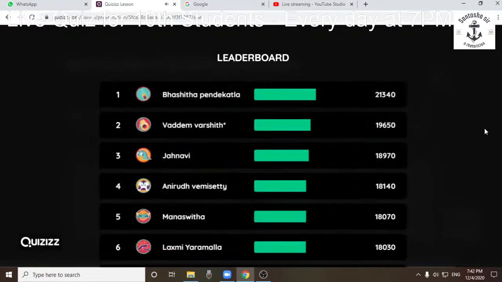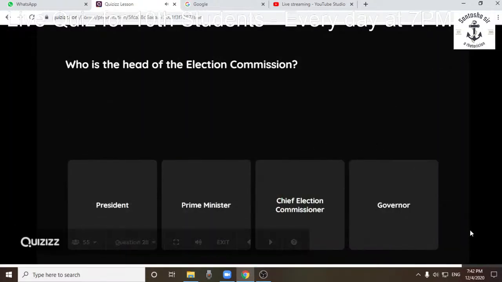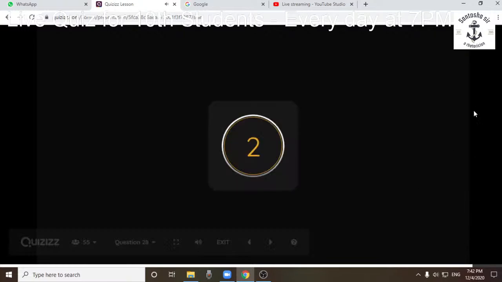Let's check the scores. Bashita followed by Varshit, Jahnavi, Anirudh, Manaswita, Lakshmi. 32 members made it right. Very good. Moving on to the next question. Question number 28.